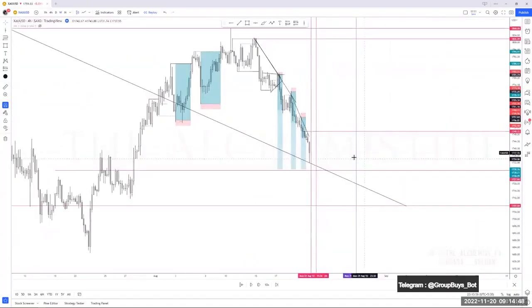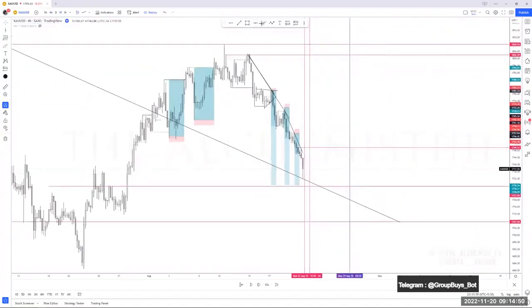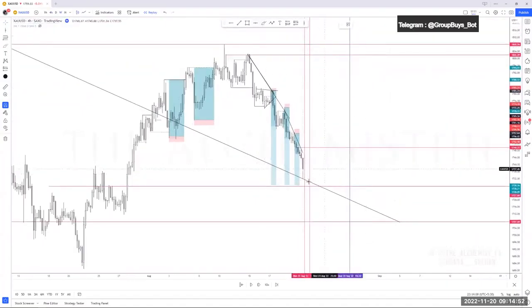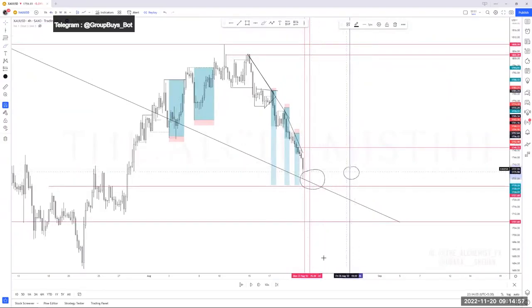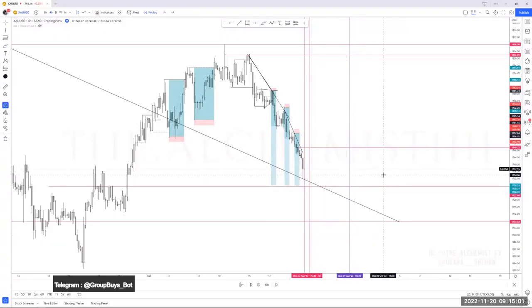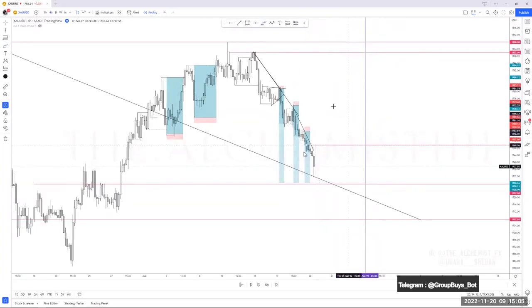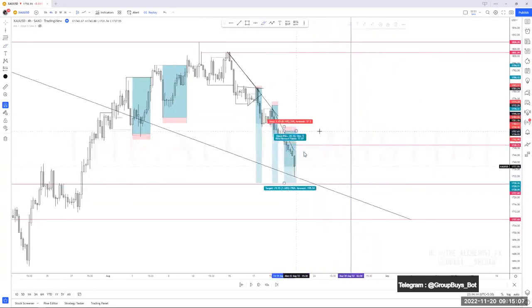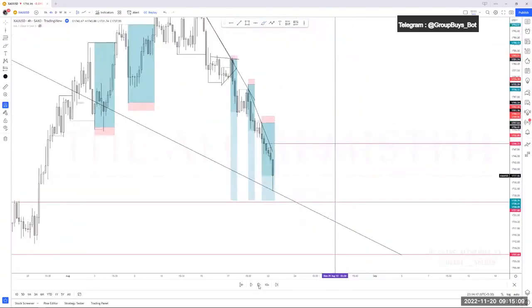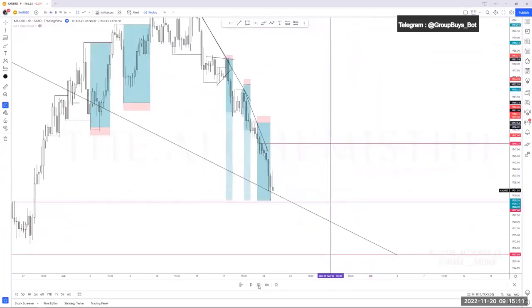Now remember, if the current market closes above these levels on this day, we know the weekly has closed above that level. So we have to look for the next weekly level to sell from. So let's wait.